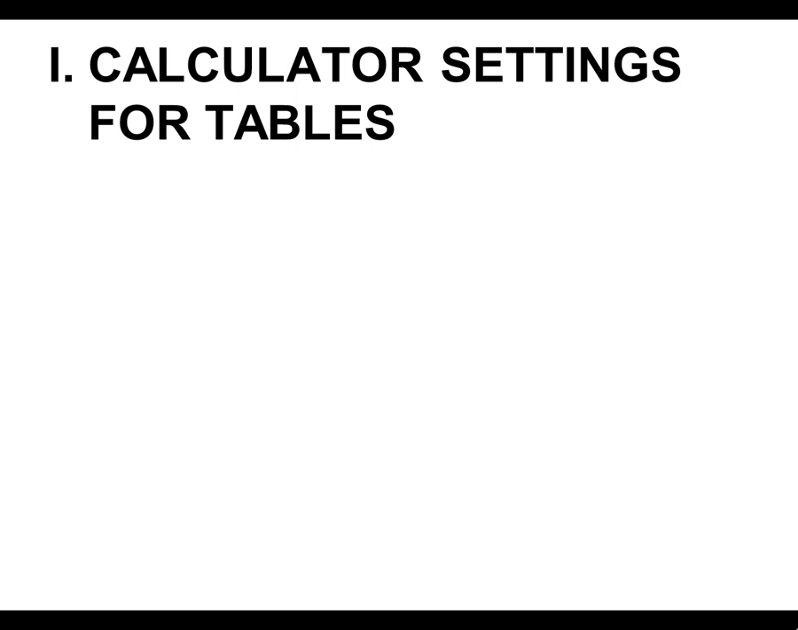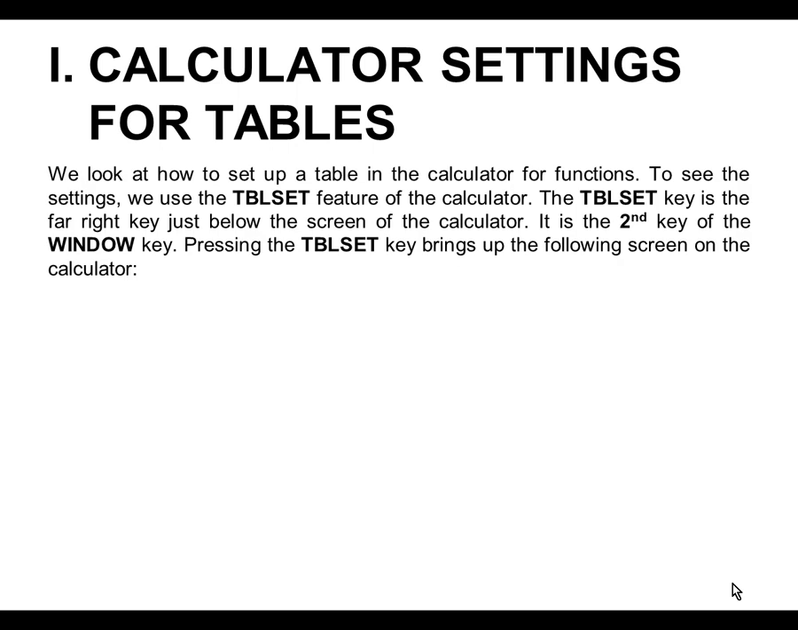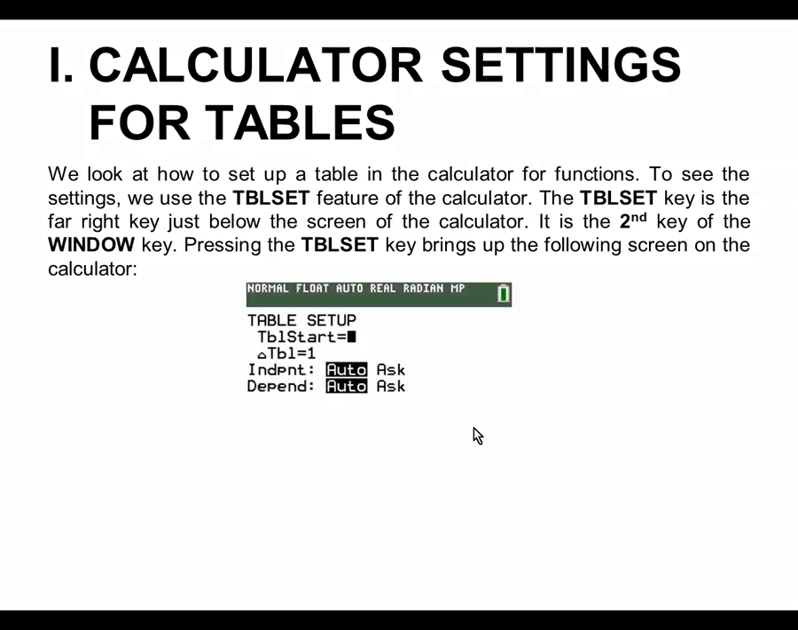tables. We look at how to set up a table in the calculator for functions. To see the settings we used, that actually stands for the table set feature of the calculator. The table set key is the far right key just below the screen of the calculator. It's the second key of the window key. So pressing the table set key brings up the following menus. If you press table set, you get that menu.